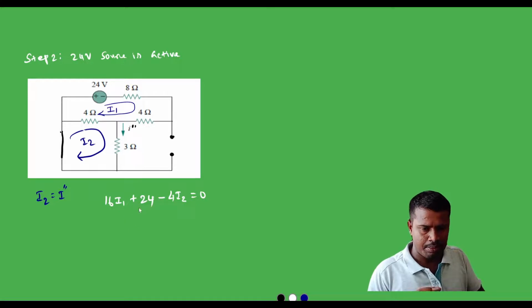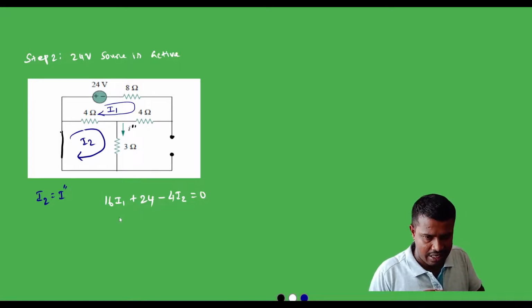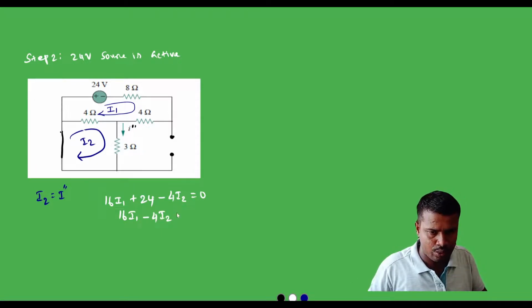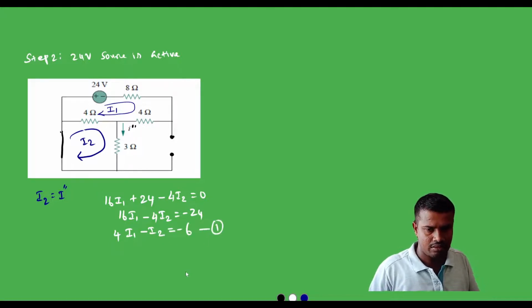Fine. On simplification, the numerical value 24 can be transferred to the right hand side, and this equation will become 16 I1, correction, minus 4 I2, which is equal to minus 24. Now the equation can be divided by 4 on both sides, so the equation will become 4 I1 minus I2 is equal to minus 6. Let's say this is equation number 1.